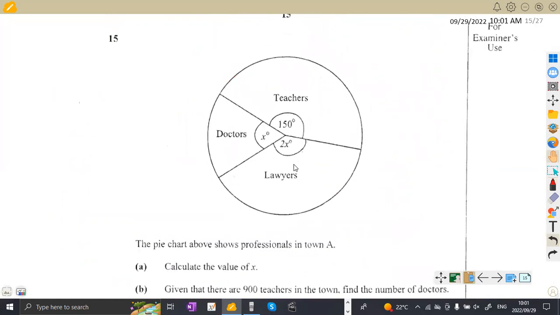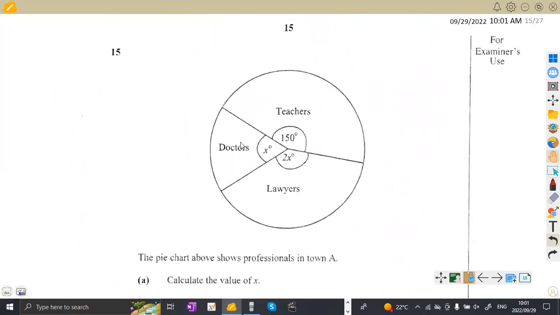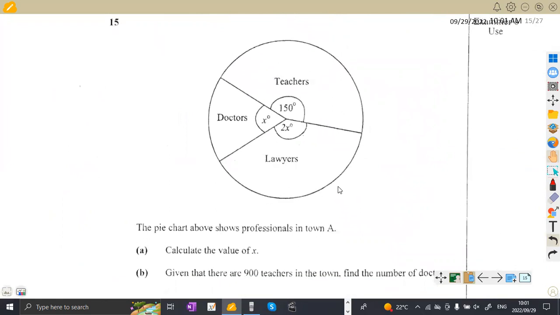Number 15, we are now given a pie chart. We've got teachers, doctors, lawyers. The pie chart shows professionals in town A. So these are the professionals that we have. Calculate the value of X. So to find the value of X, guys, we just use, this is a pie chart.